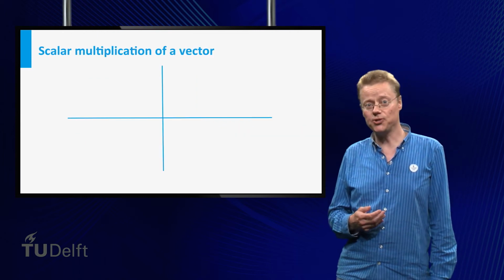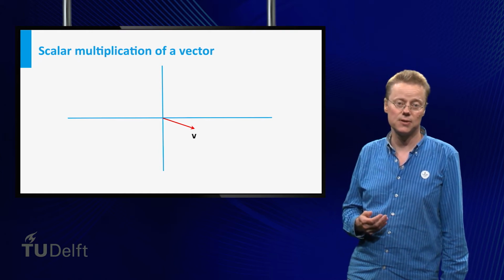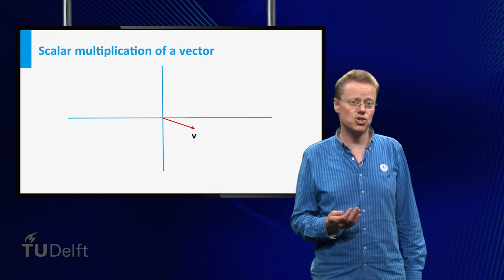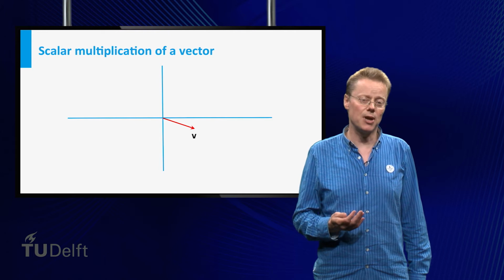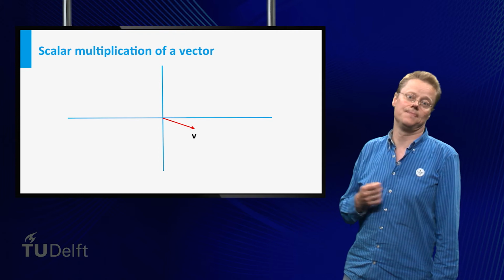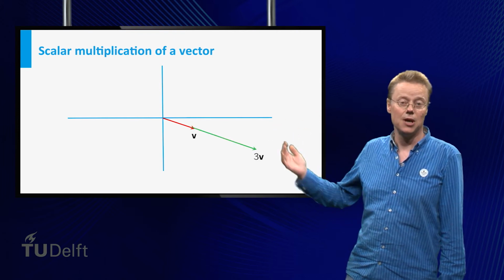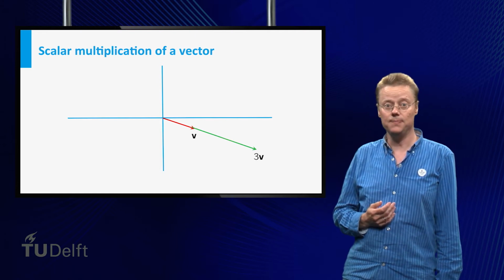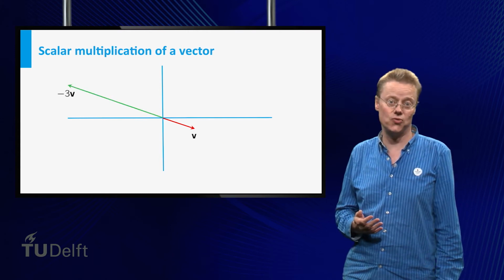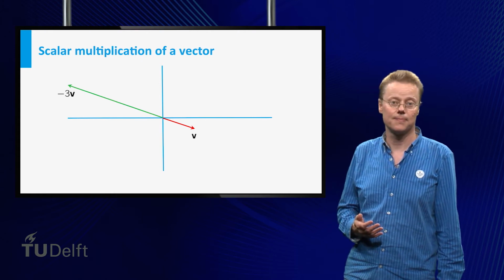Vectors can also be multiplied by a number, often called a scalar in this context. Briefly, multiplying a vector by 3 means that its direction is left unchanged and its length is multiplied by this number 3. For instance, consider this vector v. 3 times v is given by this. Multiplying v by -3, on the other hand, will give a vector which has the opposite direction to v, and its length is still 3 times that of v.